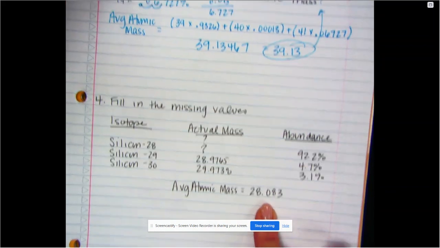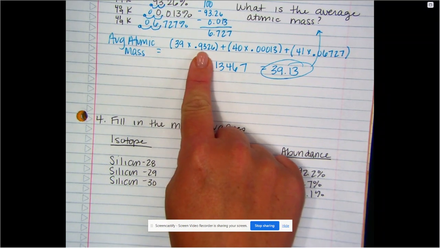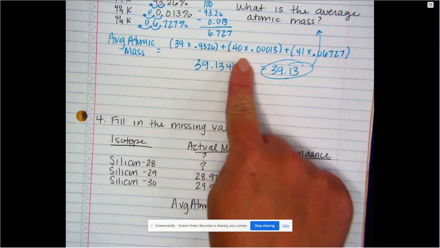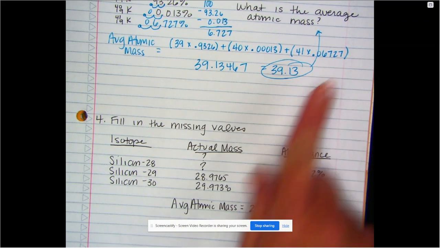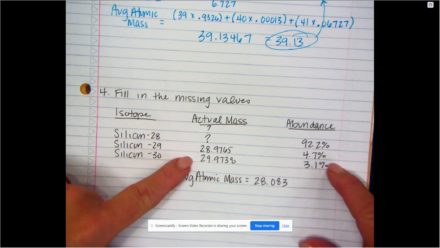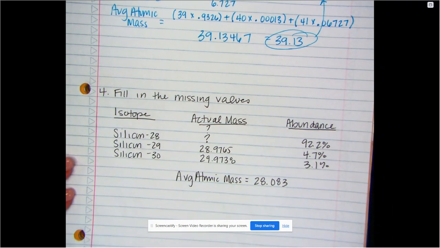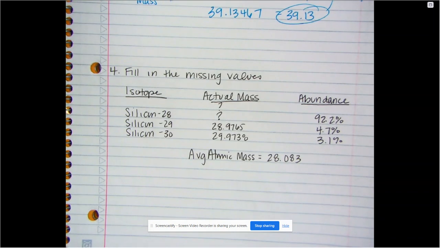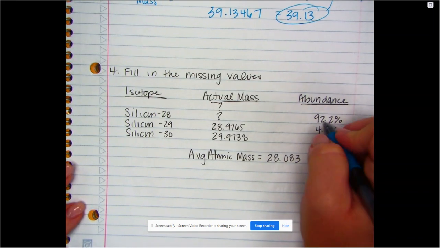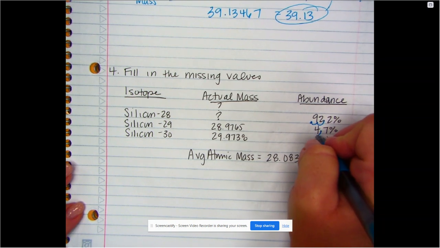So think about what we did up here. I took the part times the percent and added them together. This time I need to take the whole and subtract away what I know to help me find the one that I am missing. So it's literally just working backwards. All right, so let's set that up. I'm going to do the same thing I did previously and move my decimal 2 places on all of these before I start.